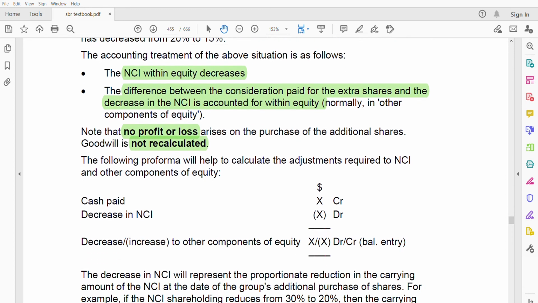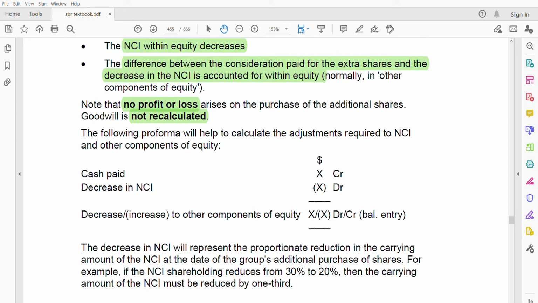Okay. And make sure that you learn this pro forma to calculate the adjustments that are required to NCI. Cash paid. Definitely you'll be paying additional cash to buy that additional share. So that is credit. And NCI will decrease. So it's debit. That decrease in NCI you have to find out, and then you will be minusing it from the consideration that you have paid for additional shares, and the amount that is known as, it could be decreased or it could be increased to other components of equity.